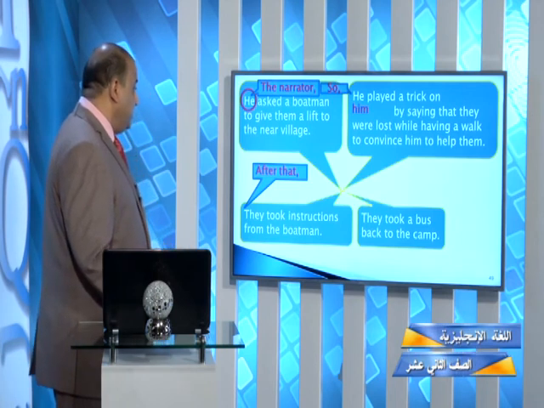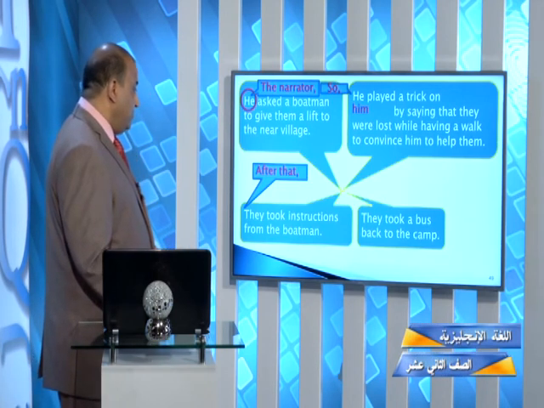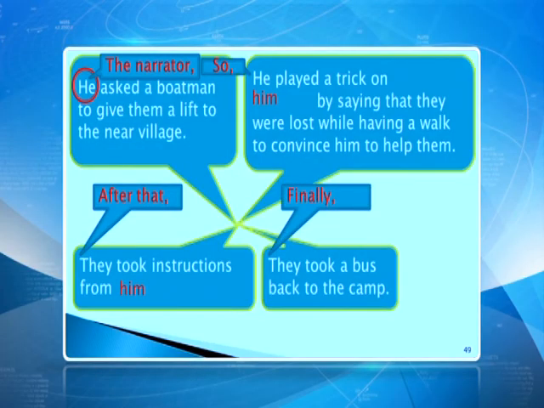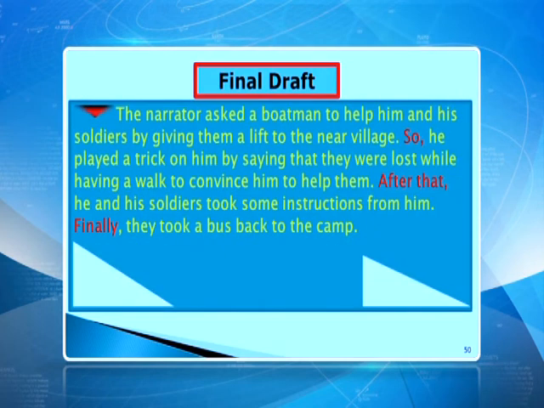After that, they took instructions from the boatman, which is him here. Finally, they took a bus back to the camp. Now, the final draft looks like this. You have to put an indentation, which is a small space at the beginning of the paragraph, and the sentence, your paragraph should look like this.